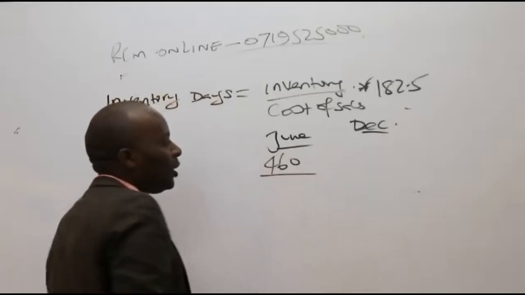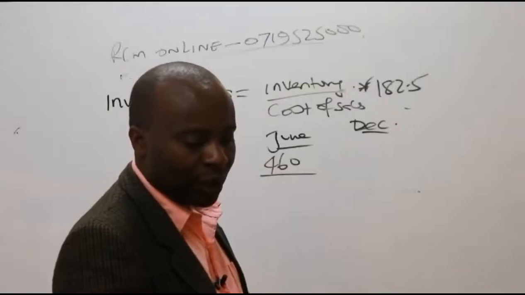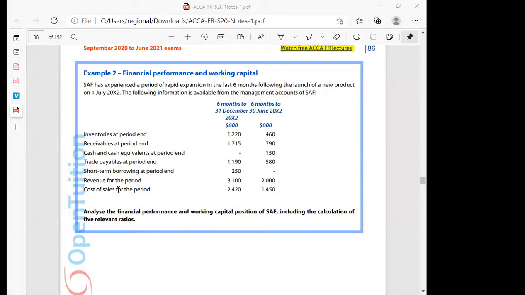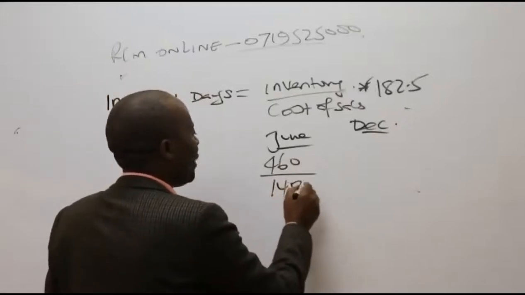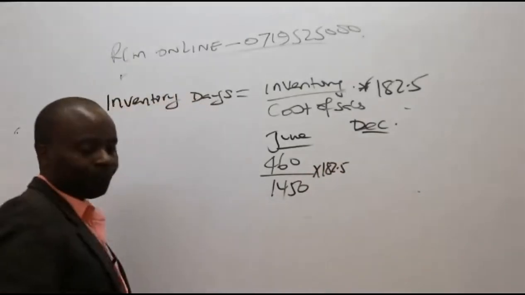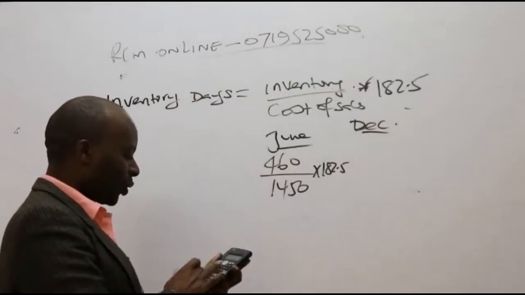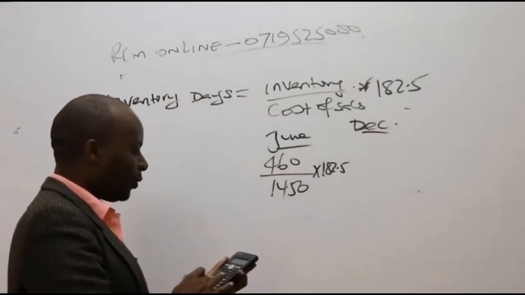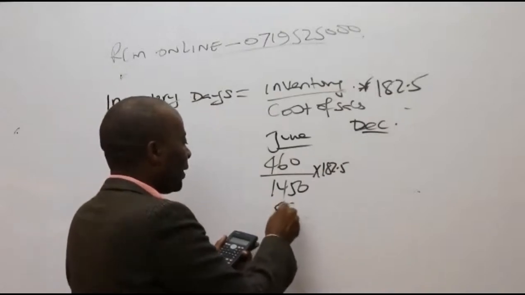So come and divide this by the cost of sales of which period? Cost of sales of June, 1450. So we have here 1450 times 182.5, because of the 6 months. So we have 460 divided by 1450, which gives me approximately 58 days.